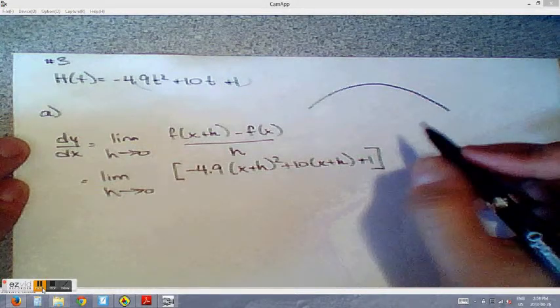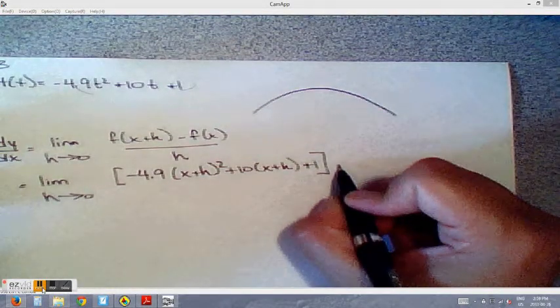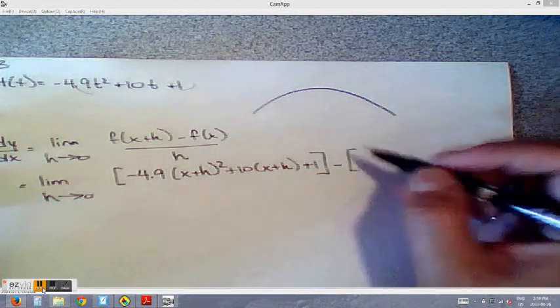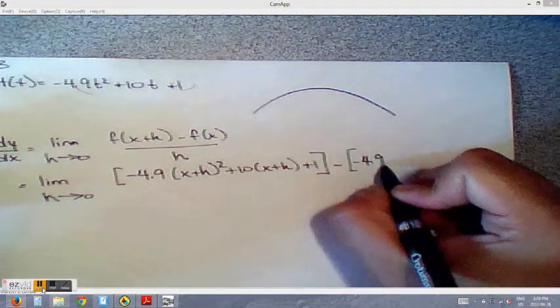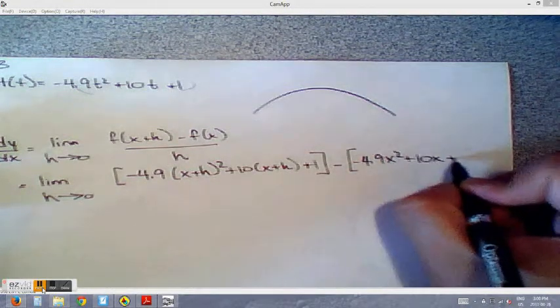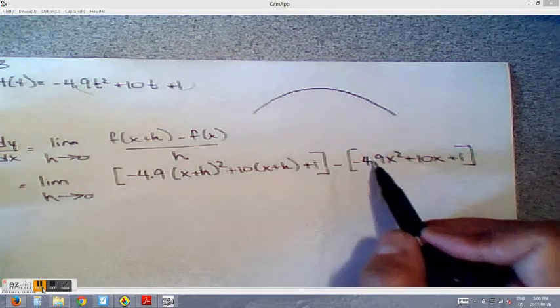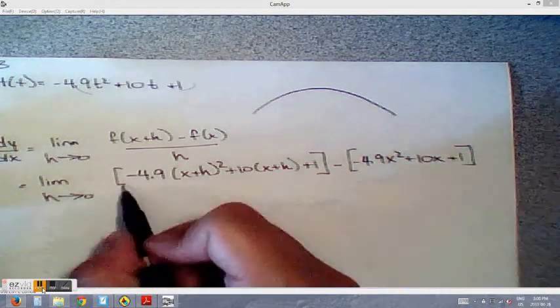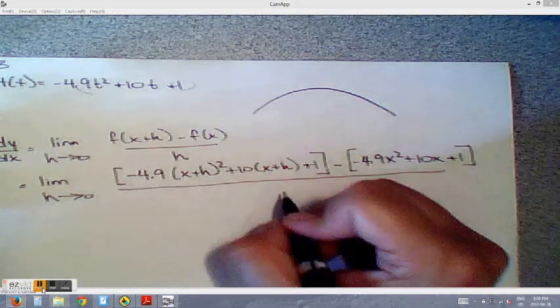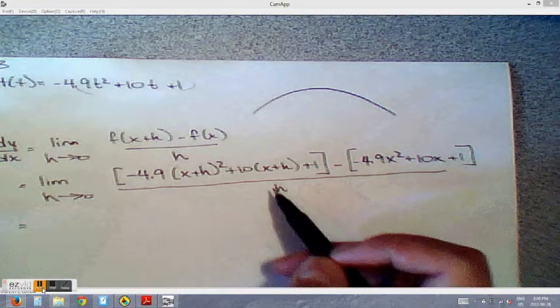Yes, this will be long, and that is simply the nature of these types of questions. Minus, square brackets, negative 4.9 x squared plus 10x plus 1. What this negative sign is going to do is change all of the signs inside the bracket. And of course, all of that is over h. Remember, the goal is to eliminate this h.